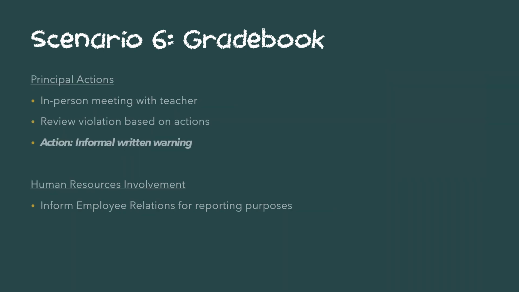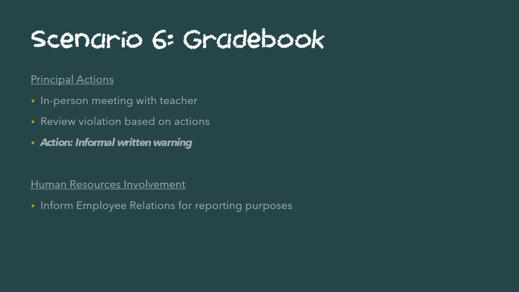As a principal in this particular instance, the first thing that I would do is conduct an in-person meeting with the teacher just to gather a little bit more insight into what led to the teacher sharing the grade book with the parent during the meeting. The next thing that I would do is review the violation based on the actions of the teacher and share with the teacher that although I can understand the frustration in that particular moment, we as professionals must maintain our composure and still be in compliance with the ethical conduct that we are expected to follow.